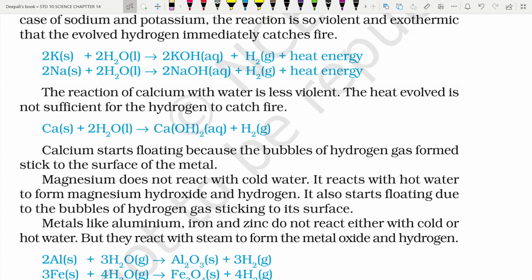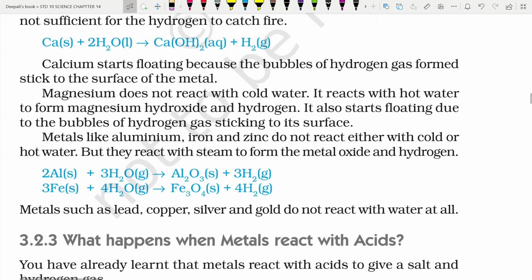Metals like aluminum, iron and zinc do not react with cold water or hot water, but they react with steam to form metal oxide and hydrogen. So it is very clear from this that the reactivity of metals with water is also different. Now 2Al plus 3H2O gives Al2O3 plus 3H2, and 3Fe plus 4H2O gives Fe3O4 plus 4H2. These are the reactions which you have to learn. Metals such as lead, copper, silver and gold do not react with water at all. So there are lots of exceptions for metals reacting with water as well.